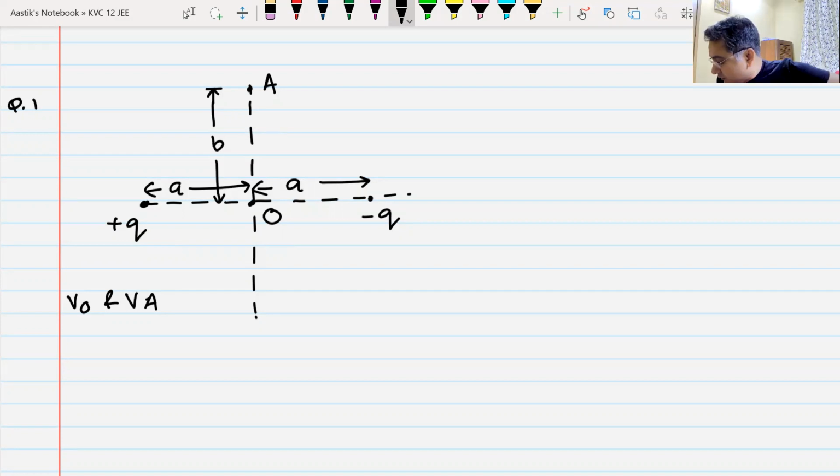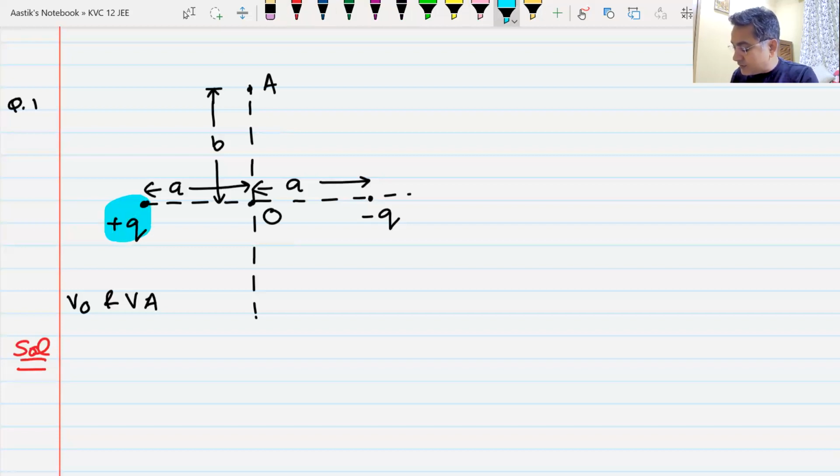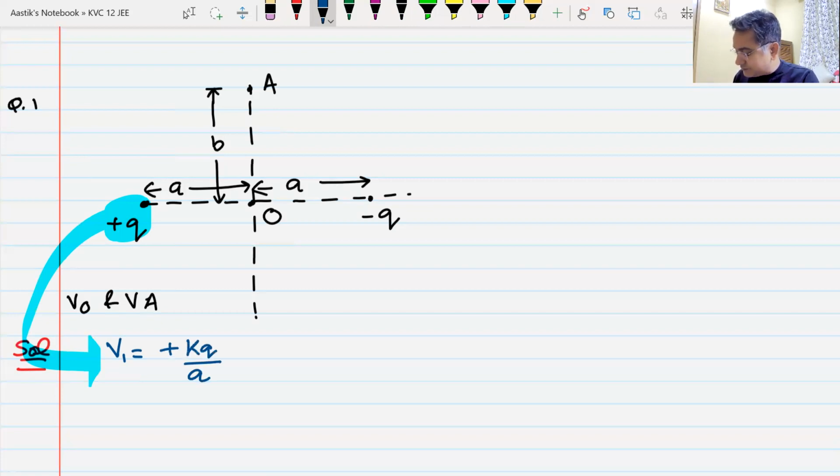How do you find the potential at point O? To find the potential at point O, I see two charges. Let me call this the blue one. What is the potential created at this point O due to this blue charge? Let me call this V1. How much potential will this blue charge create? KQ by R. It is a positive charge. It will create plus K into Q divided by the distance, which is A.